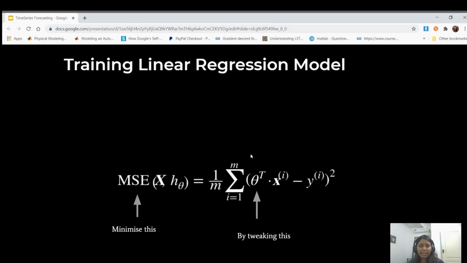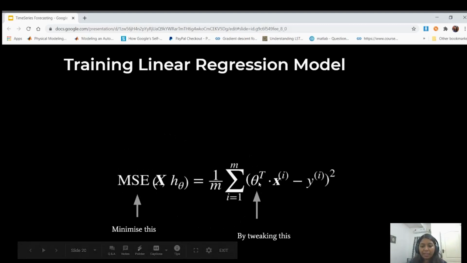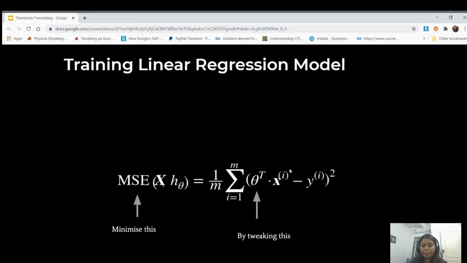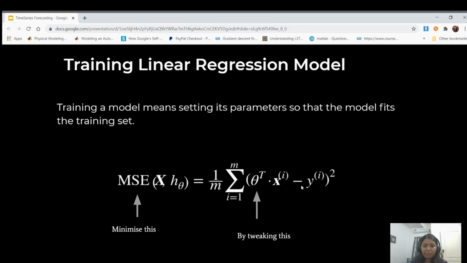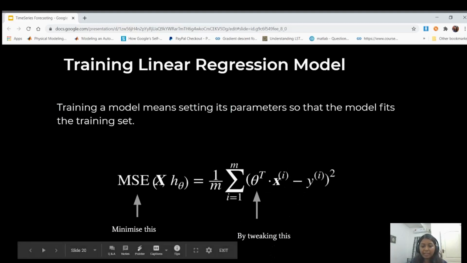So how do you train a linear regression model? You try to minimize the mean square error by tweaking your parameters, with your data set x and y. Training a model means setting its parameters so that your model fits the training set.